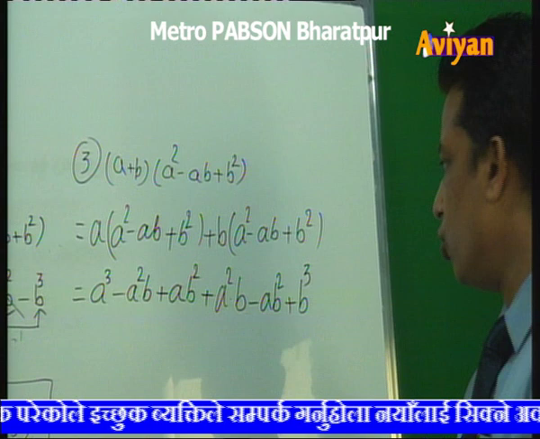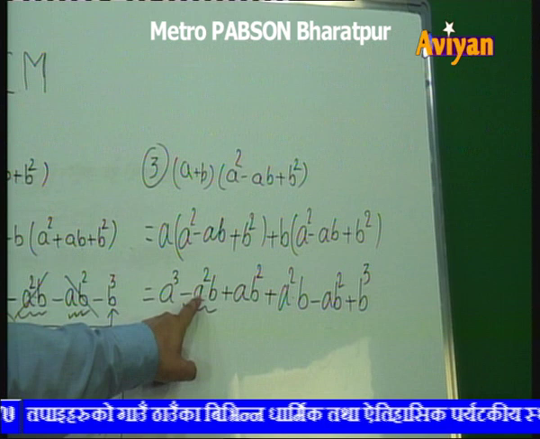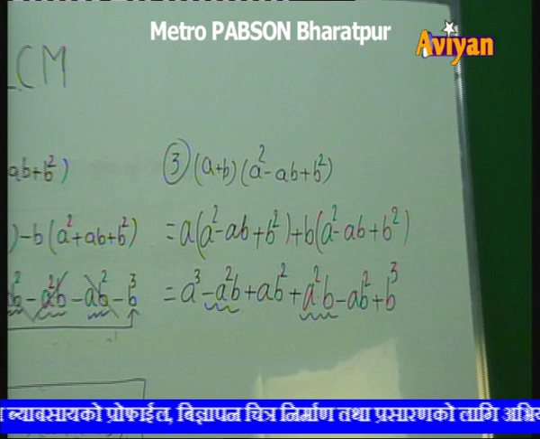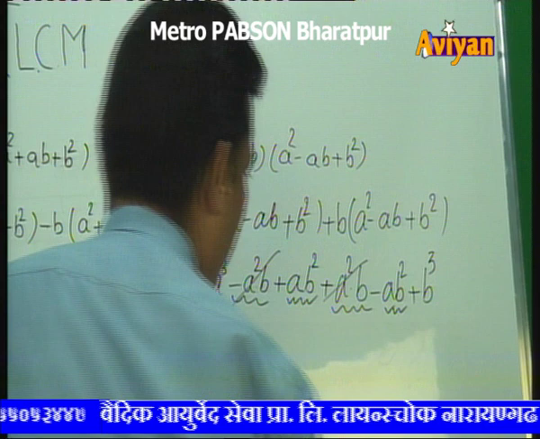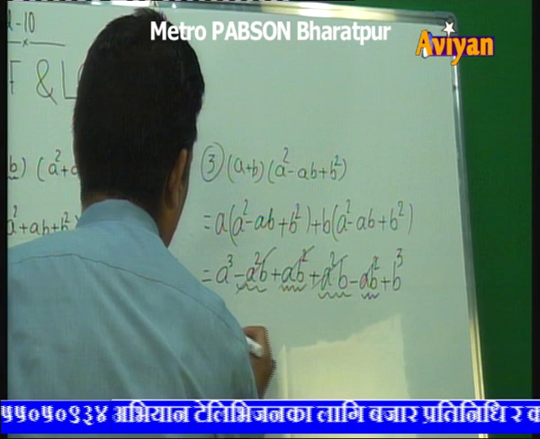Again, let's see the like terms. This is a square b, negative, and another a square b is here. These two terms are same, but their signs are different. So we can cut these two terms. Next, this is ab square, and this is also ab square. Both the terms are same, but their signs are different. So let's cut these two as well. Now what is left? a cube, and at last you can see plus b cube.